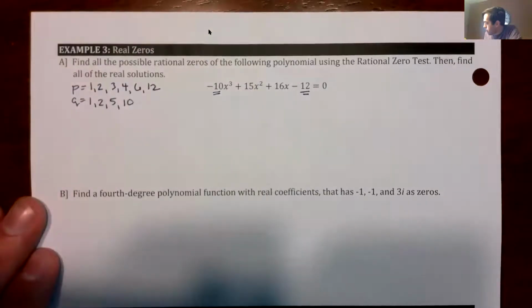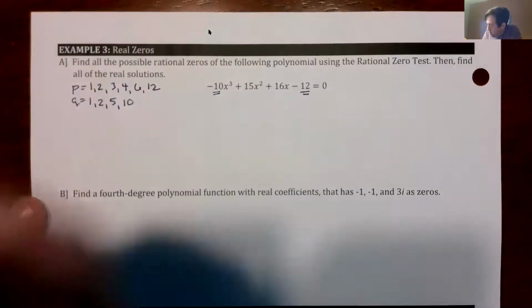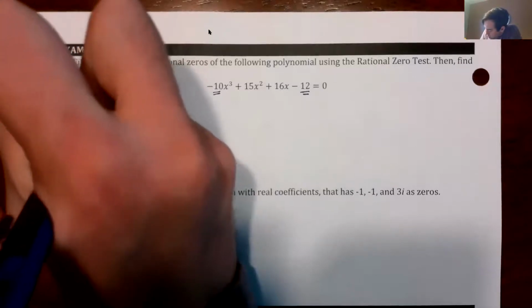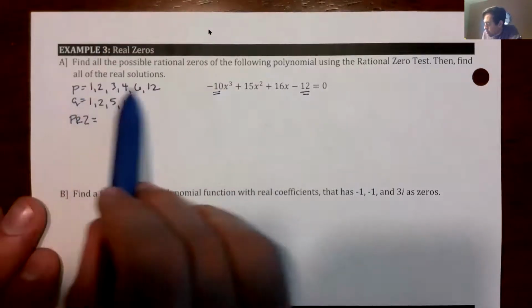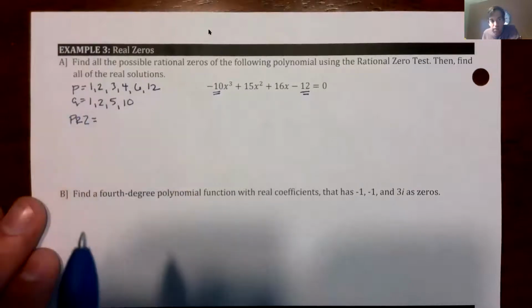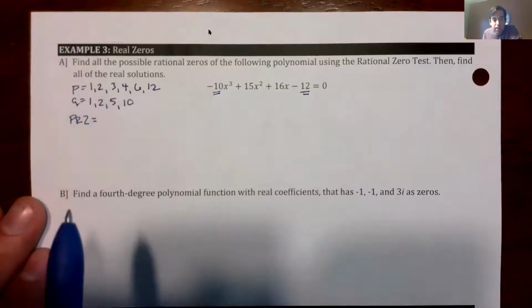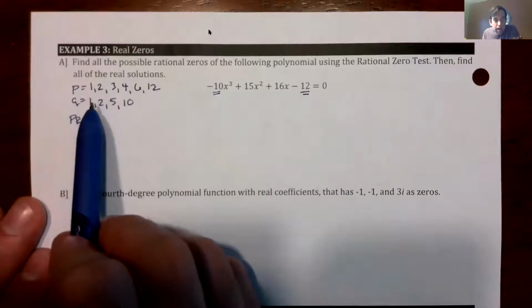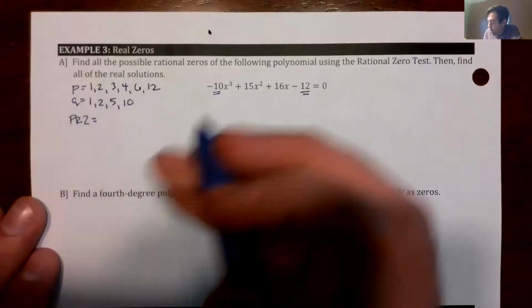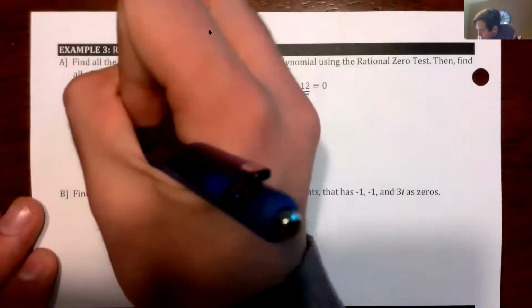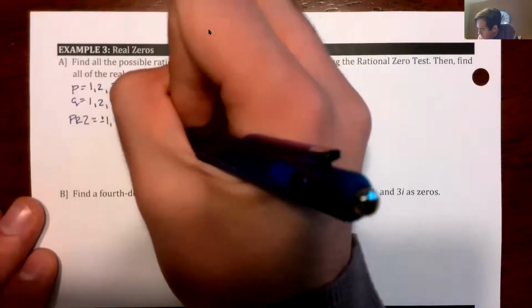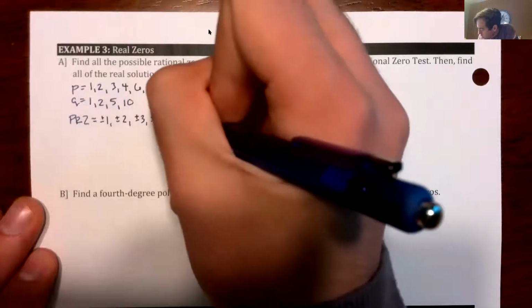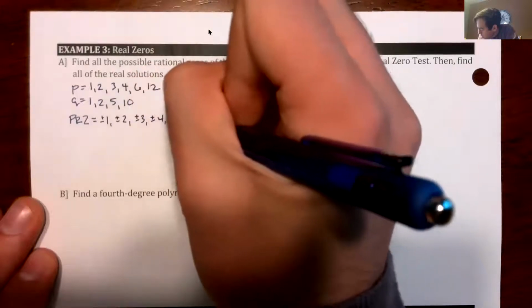So now what I'm going to do is write out all of our possible rational zeros. And I have to pair up every single one of these p's with every single one of these q's. So this is going to take a little bit of work. I'm going to start by putting every p over 1. So we're going to have plus or minus 1, plus or minus 2, plus or minus 3, plus or minus 4, plus or minus 6, plus or minus 12.